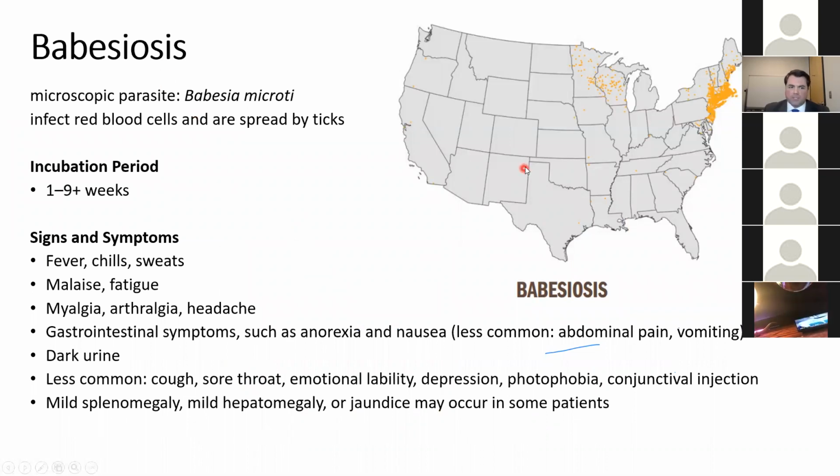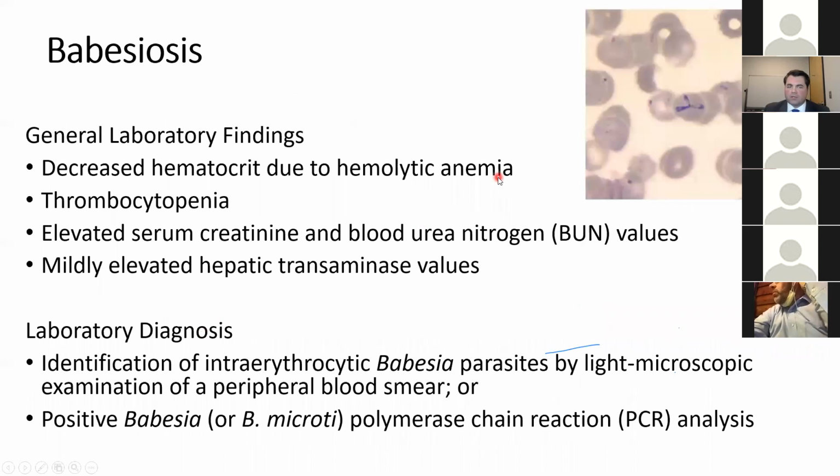Now, babesiosis. You can see this is a parasite, and it's going to be in the same location as well. Incubation period is 1 to 9 weeks, and fevers, chills, sweats, myalgias, arthralgias, again, the signs and symptoms are hard to distinguish. Now, dark urine and splenomegaly. Here these are in red blood cells. So here you can see it's in a red blood cell.